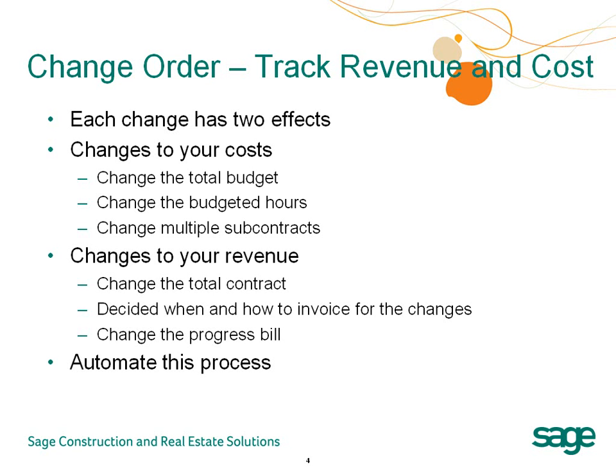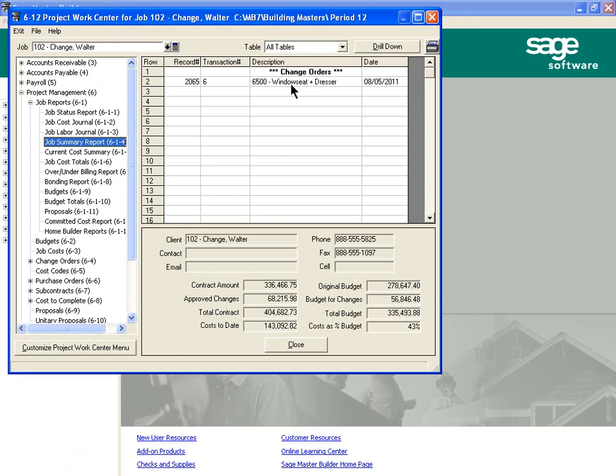In just one place, you can create a change order that increases the budgeted dollars, the budgeted hours, and include any changes to the subcontracts, all changes to your own costs. But even better yet, at the same time, you can enter and track all changes to the client's costs, increasing the total contract, invoice each change order individually, or automatically update your progress billing. Let's go back into the product and take a look at a change order.